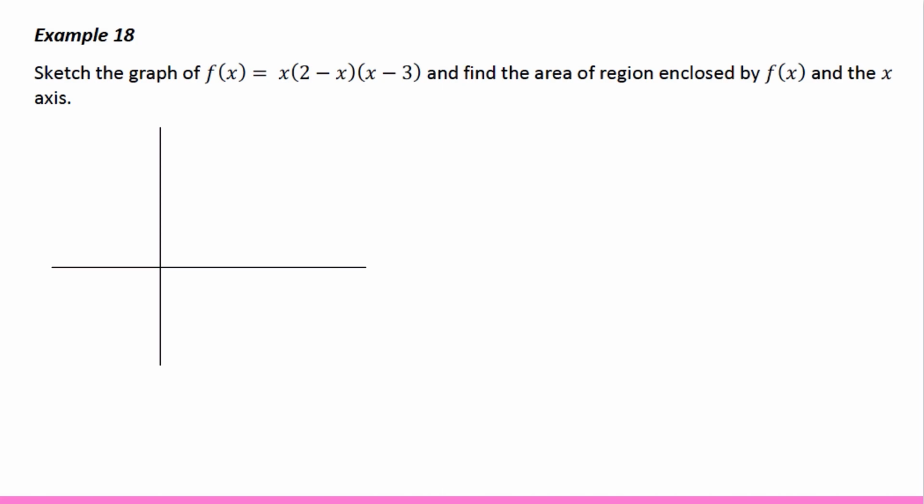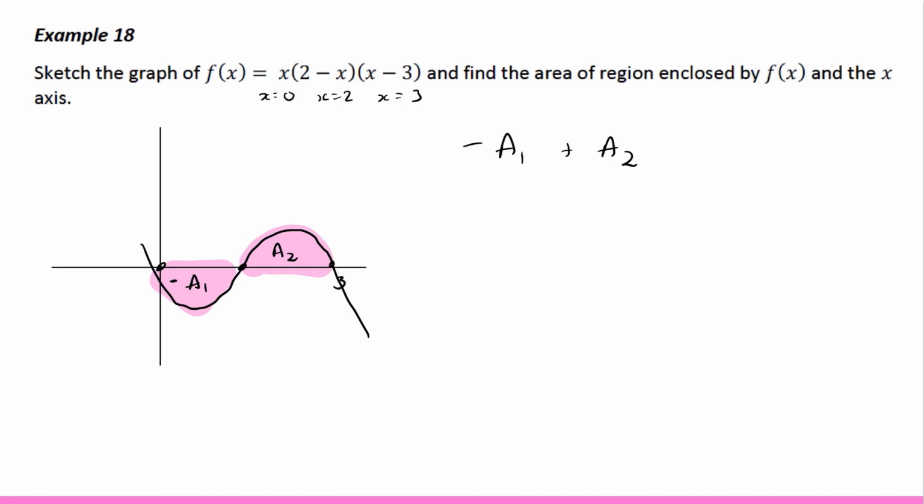Now, what we can notice here is that this is a negative cubic with x-intercepts at 0, 2, and 3. So that's the first thing I'm going to put in and sketch it away. This is my area. I can actually go larger this time. This is my area below and my area above. So if I call this area 1, we want the negative version of that. And if this is area 2, I want the positive version of that. So my plan, negative A1 plus A2.